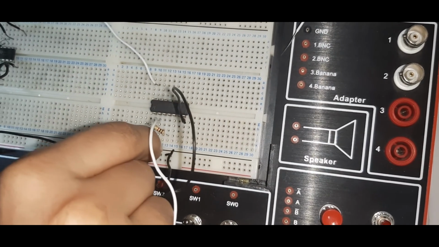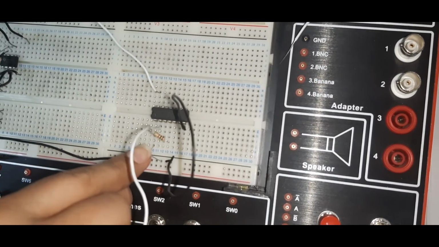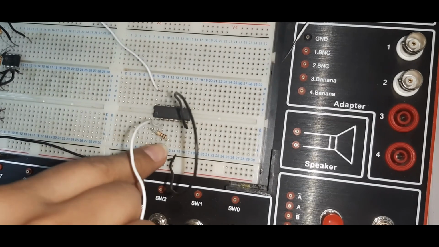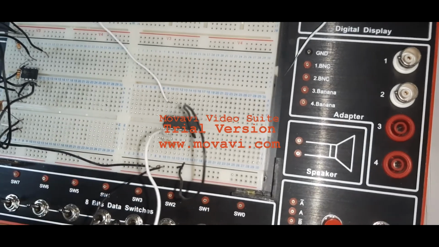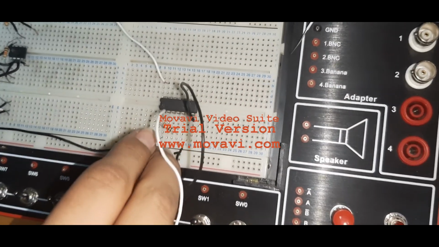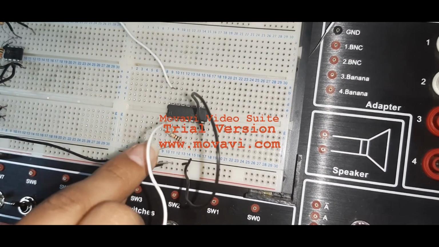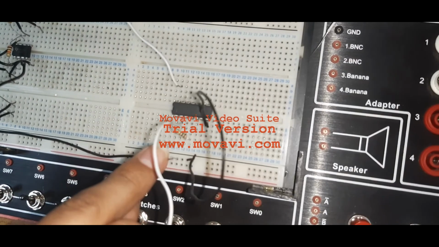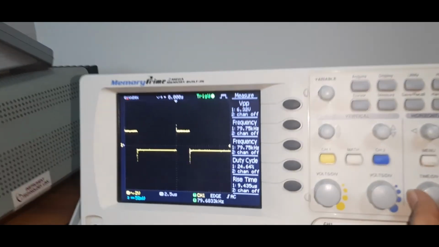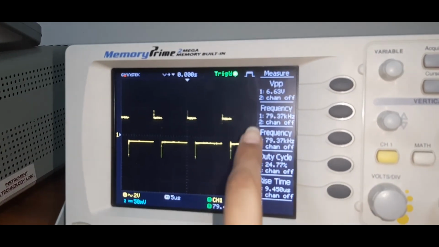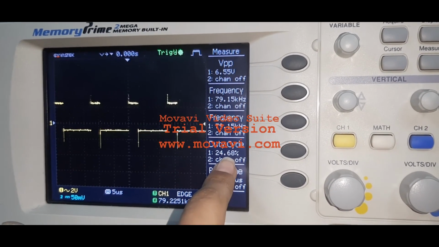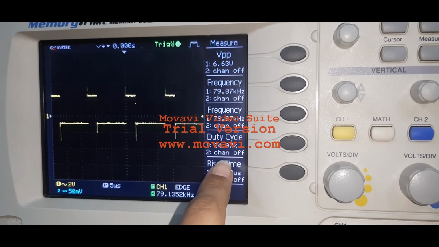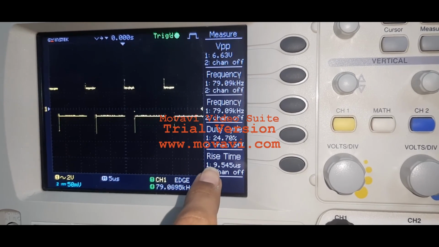I can show you how this capacitor changes the frequency of the oscillation. I am changing the capacitor from 1 nanofarad to 10 nanofarad. You can see that when I change the capacitor from 1 nanofarad to 10 nanofarad, then the frequency of oscillation will change to 790.5 kilohertz, while the duty cycle will remain the same, because I did not change the resistor value. I just changed the capacitor of the circuit.